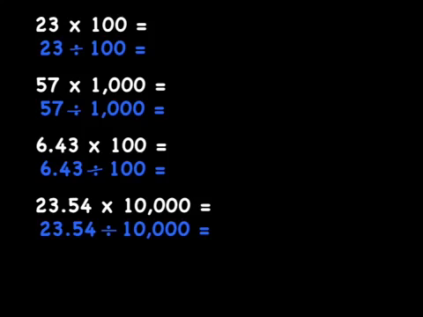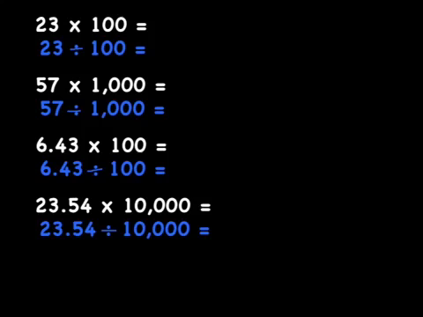57 times 1,000. Write 57 and then count 1, 2, 3 decimal places or 3 zeros. So you're going to move your decimal 1, 2, 3. So add 1, 2, 3 zeros. 57,000. 57 divided by 1,000, you would put 57, add a decimal, and then you're going to move it to the left 1, 2, 3 places. Add a decimal and a 0. So you should have written 0.057.